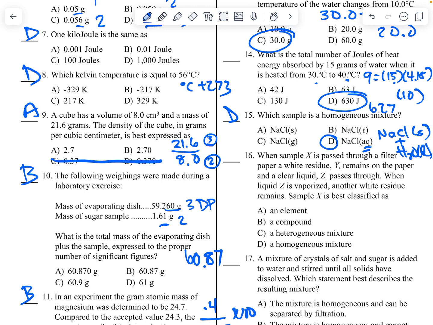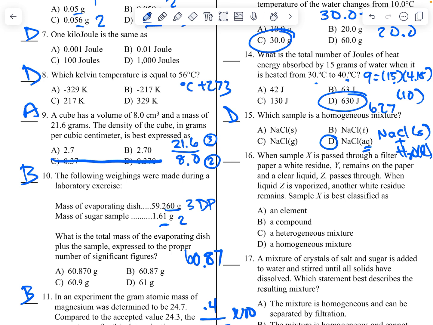All right, number 16 is a tricky one. When sample X is passed through a filter paper, a white residue Y remains on the paper, and a clear liquid Z passes through. When clear liquid Z is vaporized, another white residue remains. Sample X is best classified as heterogeneous mixture, homogeneous mixture, element, or compound.